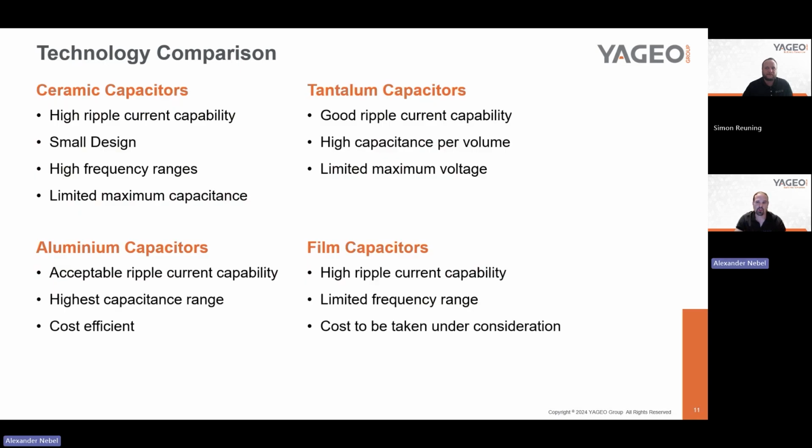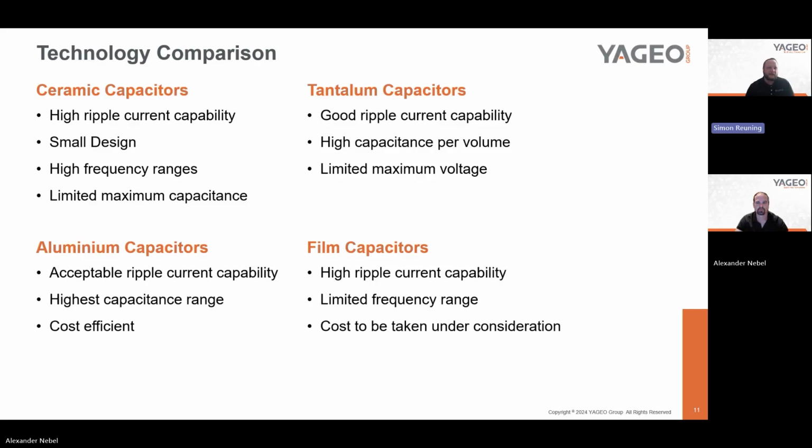So here we have a more general overview with the highlights for each technology, which shows exactly if the customer needs high ripple current, then it might be sufficient to use ceramic capacitors or film capacitors. If you need a high capacitance range and cost-efficient items, then you would need aluminum capacitors. And last but not least, if he has no problems with the voltage range, he's below 50 volts, and just needs a good ripple current capability, he can even use tantalum capacitors.